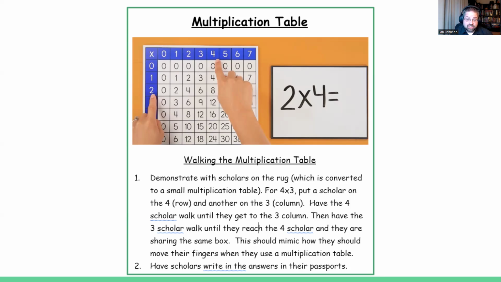When they get good at walking on the multiplication table, they'll have a very tiny multiplication table in their passports, but they'll also have a larger one on the table to use with their fingers. There are going to be some tough problems in there that would normally be very complicated and hard to solve. Have them use the multiplication table to find the product.